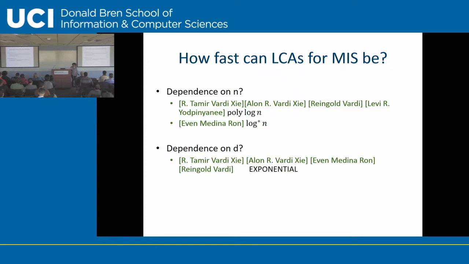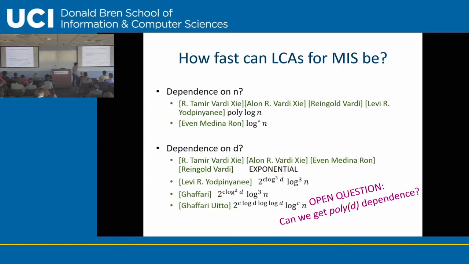What about dependence on the degree? So I kept saying the degree is constant for a good reason. It was like doubly exponential, something crazy, okay? So exponential, doubly exponential, terrible. Open question, can you get polynomial in D dependence? This is still open, but here's the improvement since then. Okay, so after exponential, we could get 2 to the log cubed D. Then Ghaffari in 2016 got it to 2 to the log squared D. And now in this recent state of the art, we have 2 to the log D log log D.